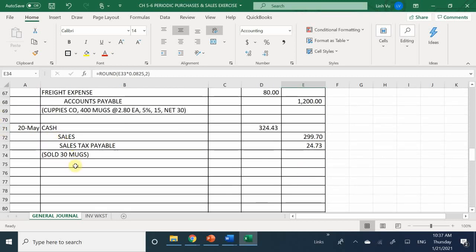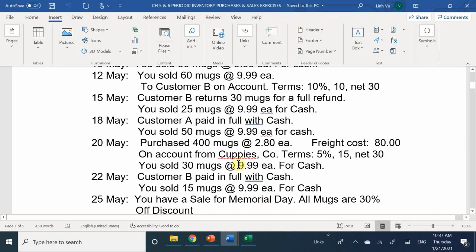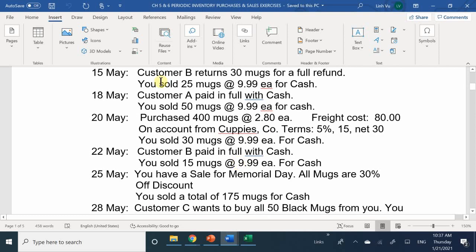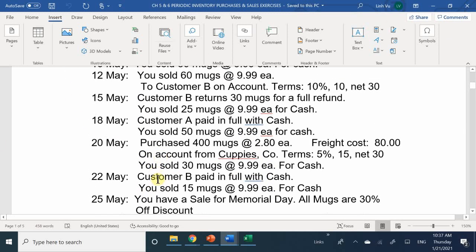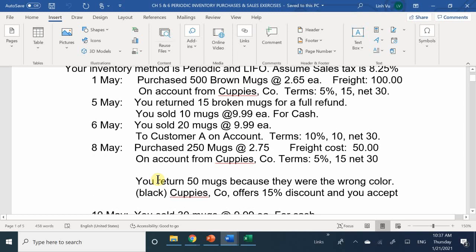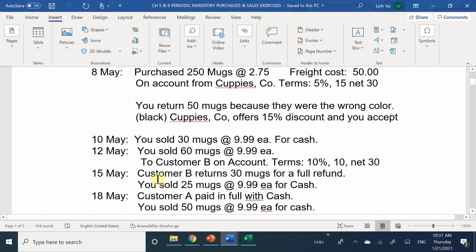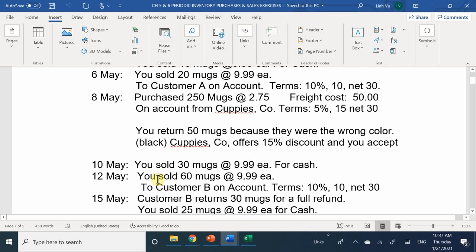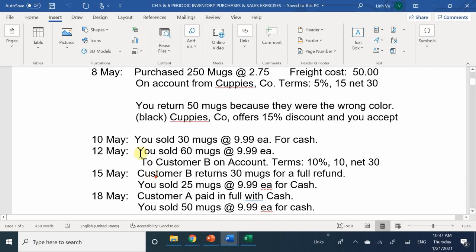So now that we have that, we sold 30 mugs. Okay, so let's go ahead and look at what's next. So then May 22nd rolls around. Customer B pays in full with cash. So let's actually take a look at customer B. When did he actually make a purchase? On the 12th? Yes, he made a purchase on the 12th.